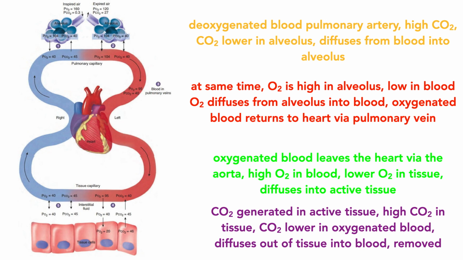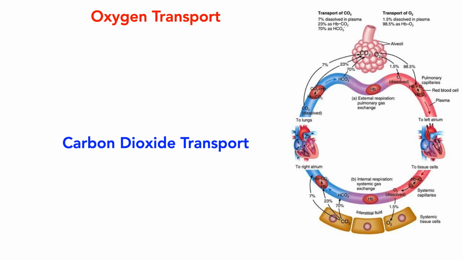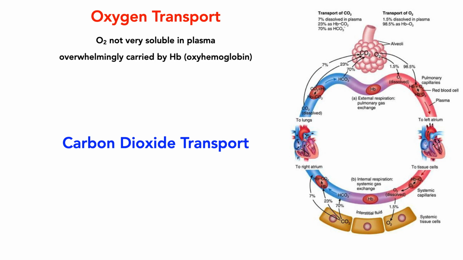Real simple process, pretty straightforward if you remember the things you've already studied about diffusion. So let's summarize all this for you. Let's start with oxygen transport. Oxygen doesn't diffuse very well in the liquid part of your blood, which is called the plasma. Very, very little is actually dissolving directly into the fluid. Most of it is going to be attached to that quaternary protein called hemoglobin. And once it's got oxygen attached, that's called oxyhemoglobin.